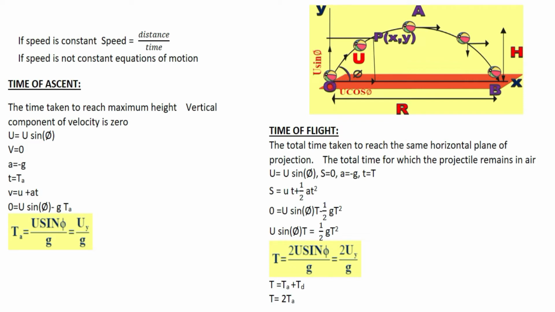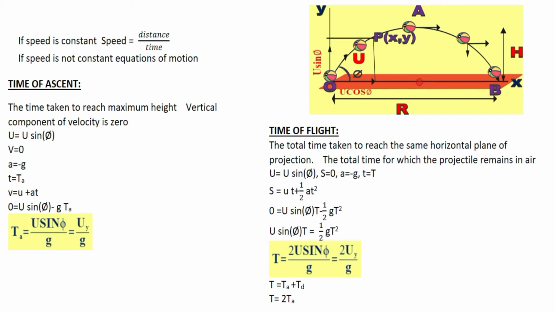Okay, as the body moves from O to A, what will happen? The vertical component of velocity will decrease, and at point A, the vertical component of velocity will become 0. Whereas the horizontal component of velocity remains constant throughout the path, that is from O to A and A to B. At point A, the vertical component of velocity will be 0, and as the body moves from A to B, the vertical component of velocity will increase in reverse direction. Okay, and this point where the vertical component of velocity is 0 we will call it as maximum height, and this distance from O to B we will call it as range.